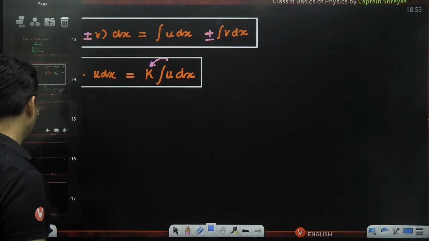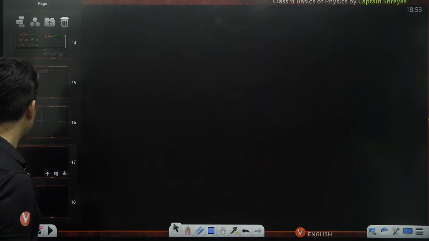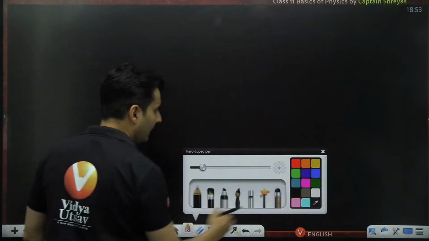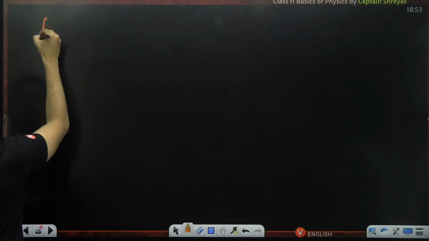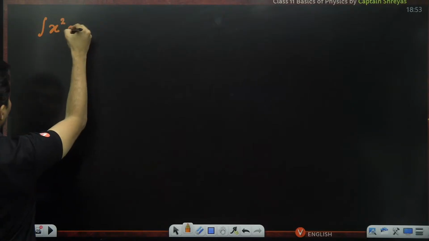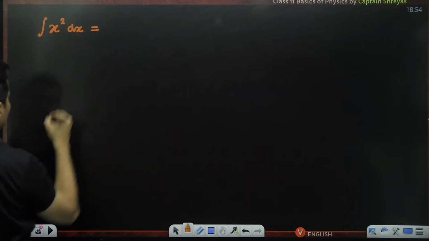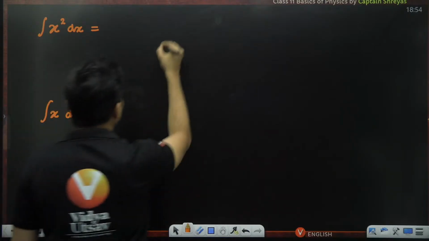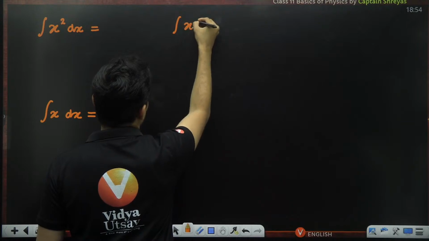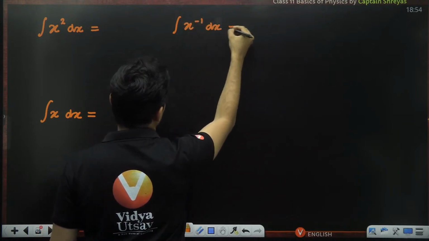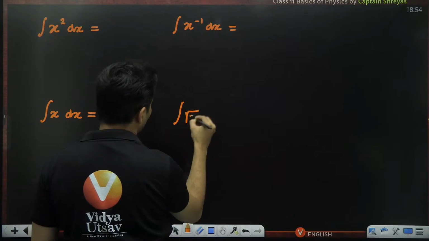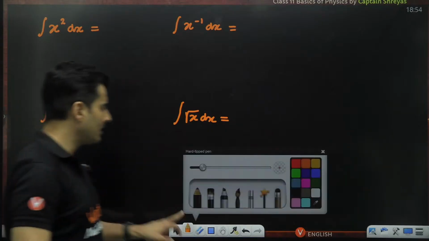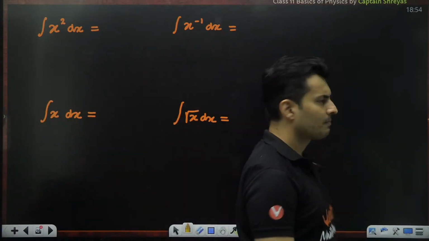Okay, sir. I understood it till here. Sir, can we do some questions? Why not? Let's do some questions so that you guys get a hang of it. Okay, here comes the first question, guys, on your screen. Integration of x square dx. Integration of x dx. Integration of x raised to minus 1 dx. Integration of root of x dx. How much are these things? Okay, let's do these 4 examples for now, then slowly we'll progress.